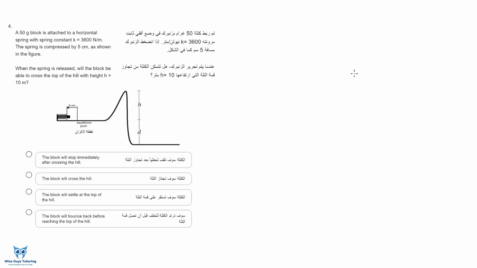A 50-gram block is attached to a horizontal spring with spring constant k equals 3,600 newtons per meter. The spring is compressed by 5 centimeters. There you go, it's being squished, as shown in the figure. When the spring is released, will the block be able to cross the top of the hill with height 10 meters? As you can imagine, after you let go of the spring, there's a lot of potential energy here. It's going to fling through this way. And the question is, will it have enough energy to actually make it over? So this is a question of energy and conservation of energy.